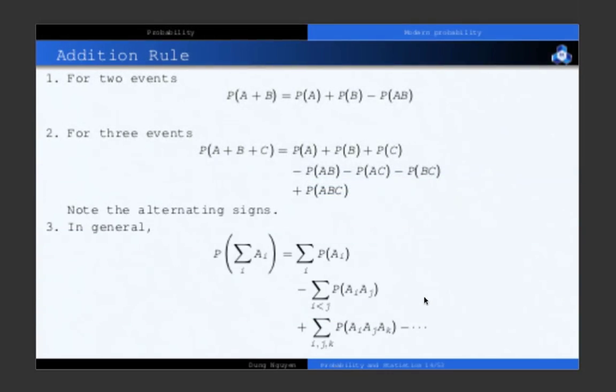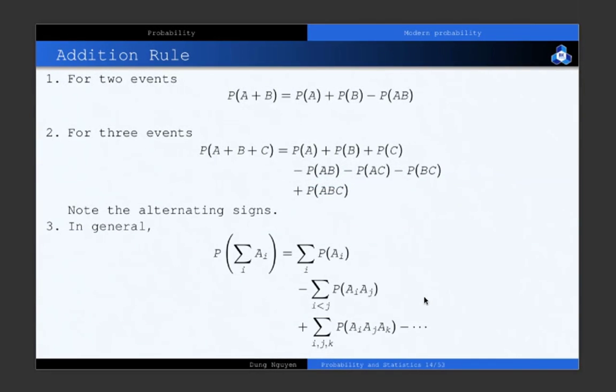Okay. In general, you can have a similar equation for more than 2 or 3 events, even though they are not disjoint. And obviously, if they are disjoint, then in the first equation, the last term will be 0. Therefore, you will come back to the equation you already knew. The same for the second equation. If A, B, and C are disjoint, then the probability of AB, AC, BC, and ABC are 0.